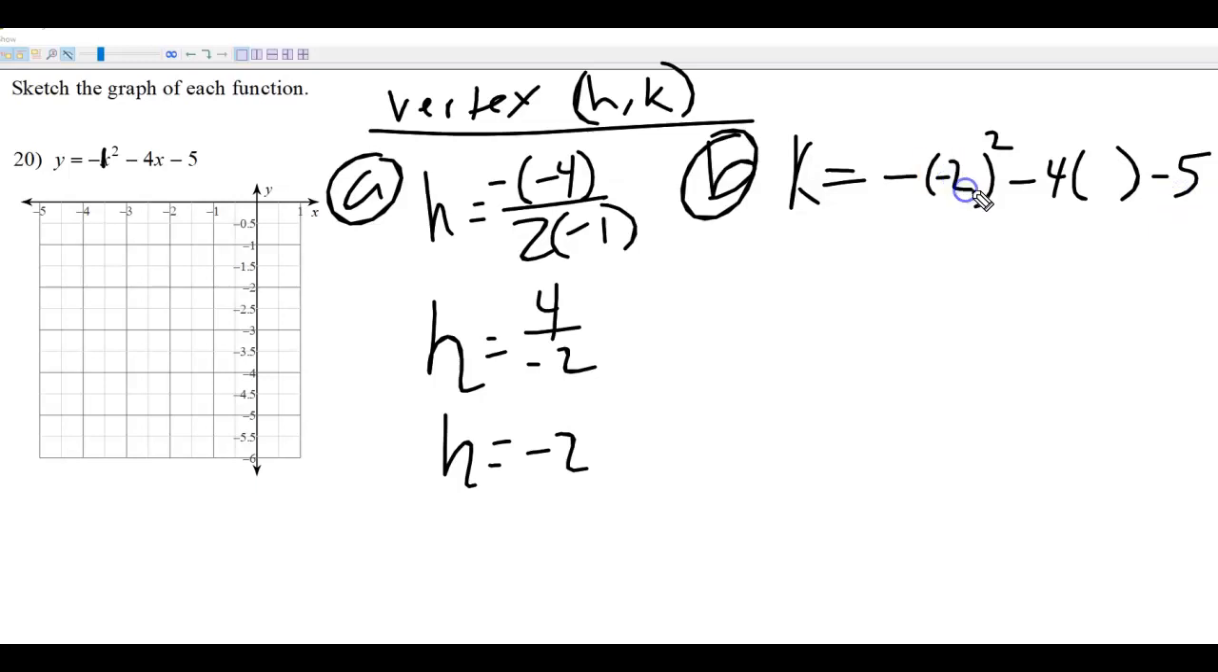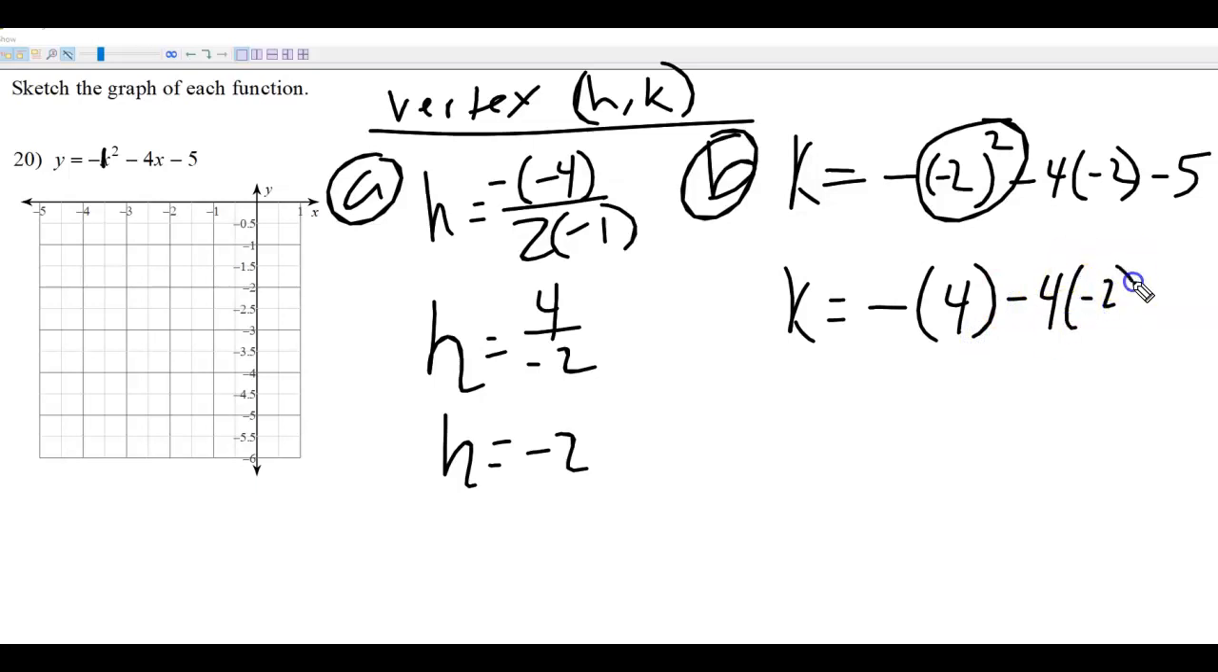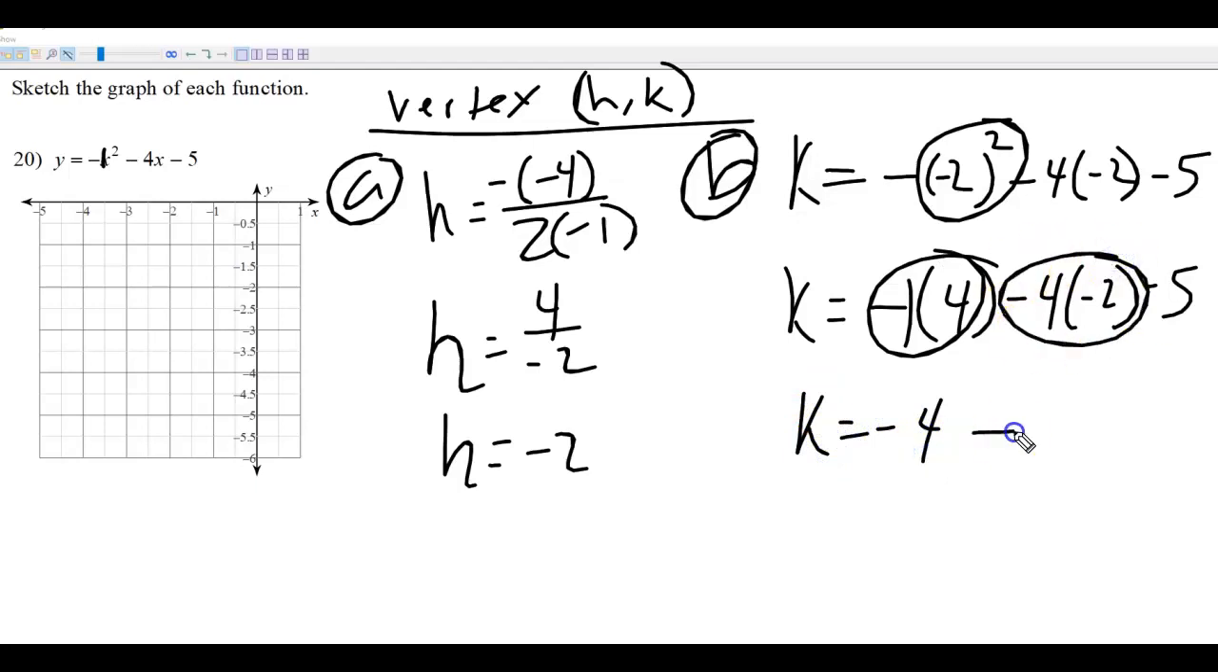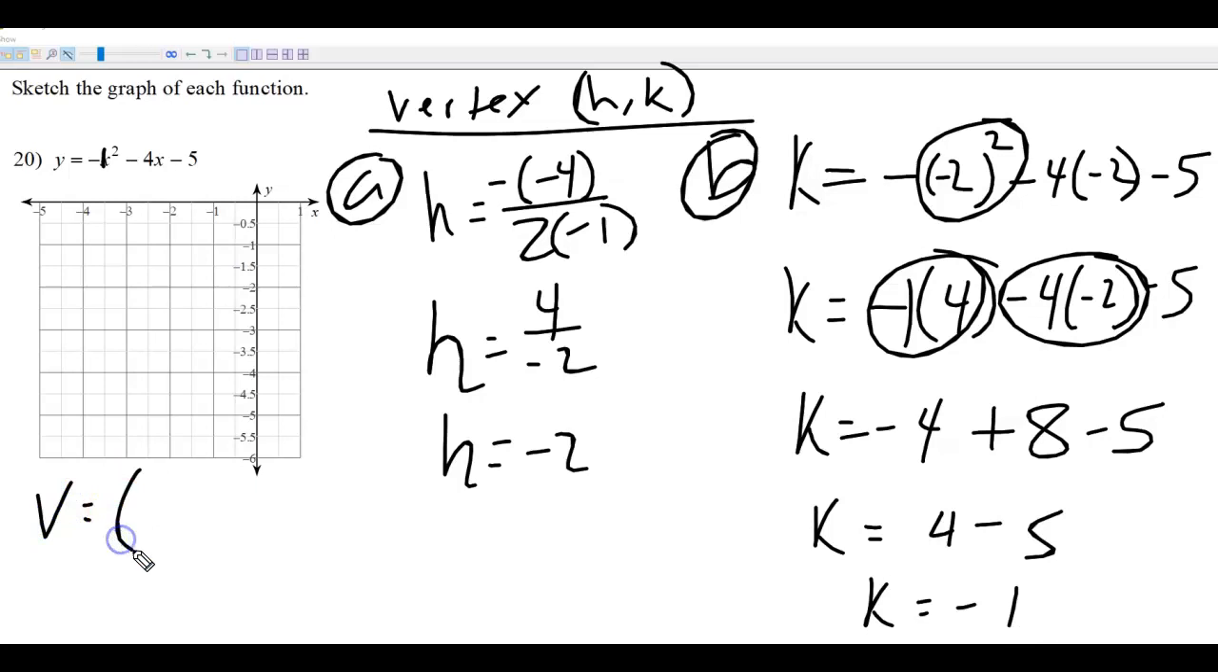All right, so we're plugging in -2. Powers first, right? When we do our multiplication, you can think of this as a -1. So -1 times 4 is -4. -4 times -2 is +8. And then subtracting from left to right, we get 4 minus 5, which is -1. So my vertex is going to be -2 for the h and -1 for the k.